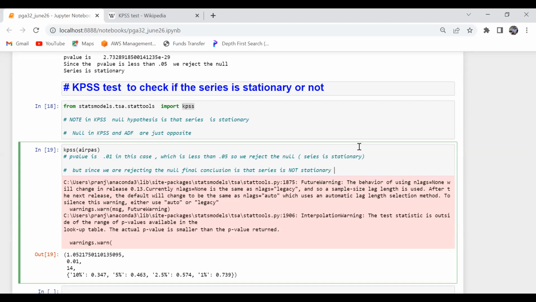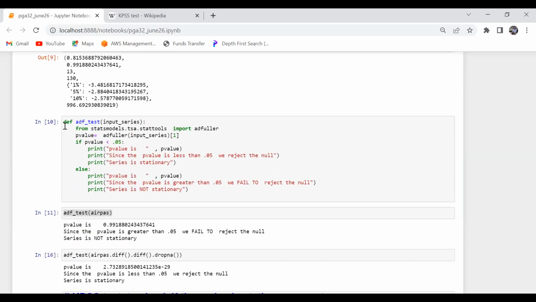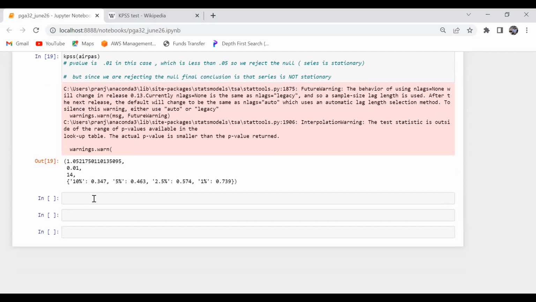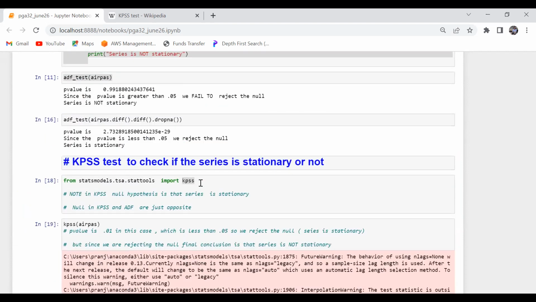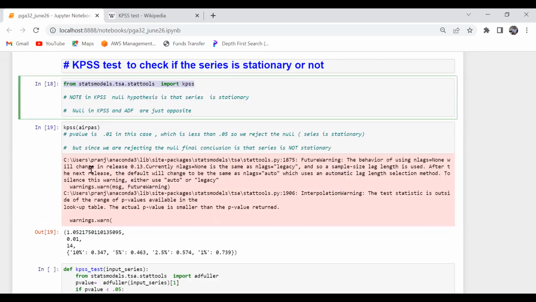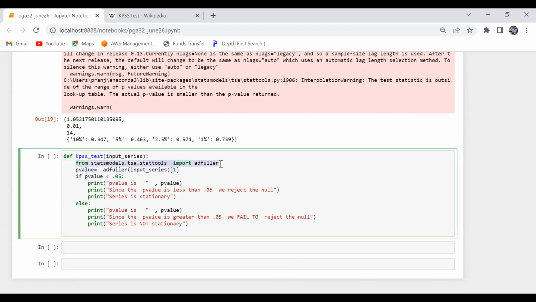So from KPSS and from ADF, you are getting similar answers. Only thing is in one of them you reject the null, in the other you fail to reject the null, because the nulls are just opposite of each other. So what I'll do is I'll take this thing and write my own program. Copy paste. Instead of ADF, put your KPSS test. We reject the null. Series is not stationary.